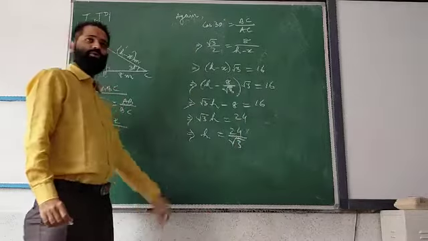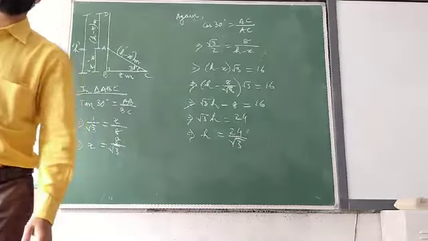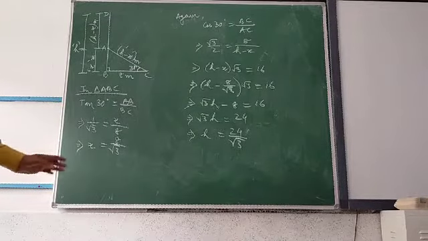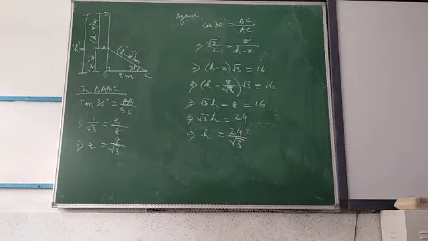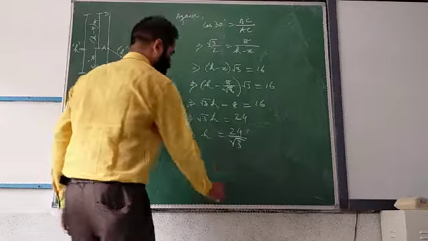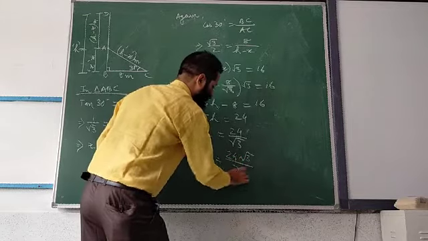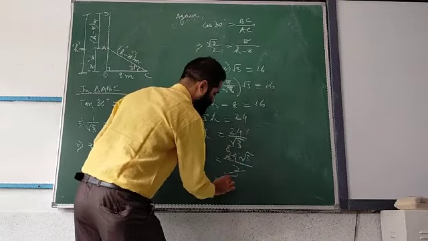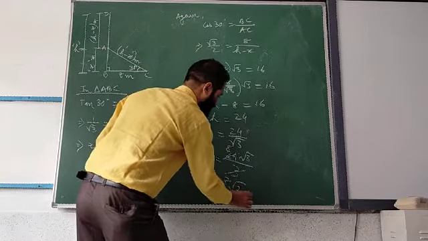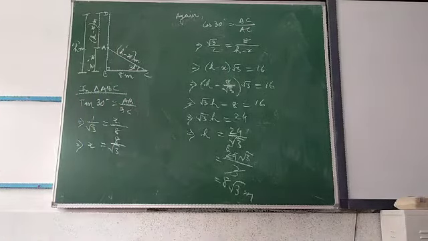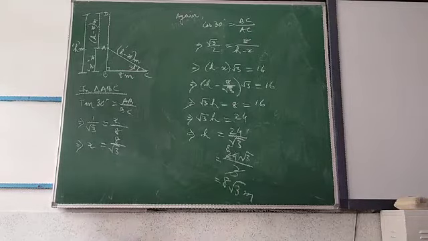Okay? Now don't leave this as a root. Why? Because this is your final answer. Understood or not? This is your final answer. So we will not leave the root this way. We will rationalize this one and we will have 24 root 3 by 3. So 3 ones are 3, 8s are 8. This is your 8 root 3 meter. That's all. Therefore the height of the tree is 8 root 3 meter.